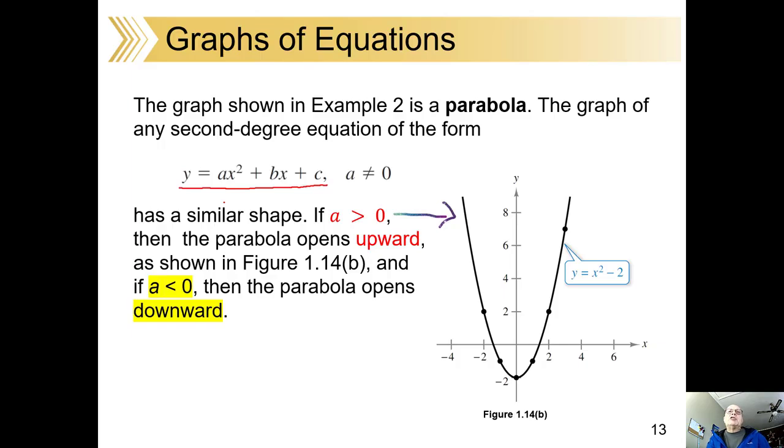One big thing to remember is that if that first coefficient, the a, if that a is positive, your parabola is going to open upward. If that first coefficient is negative, then it's going to open downward, sort of like that. Well, that's not too good, but you get the idea.